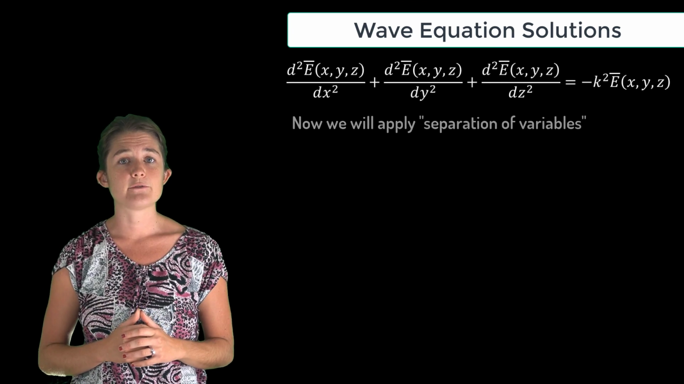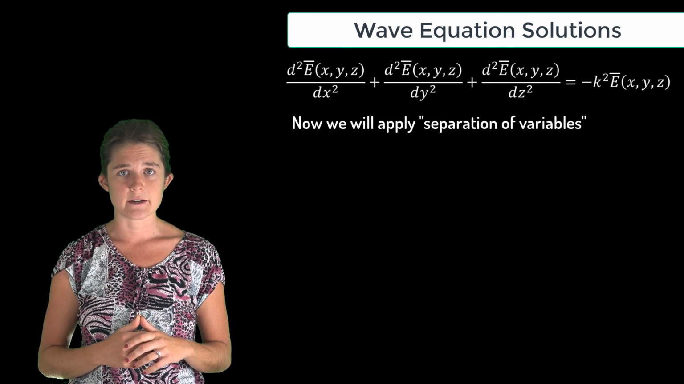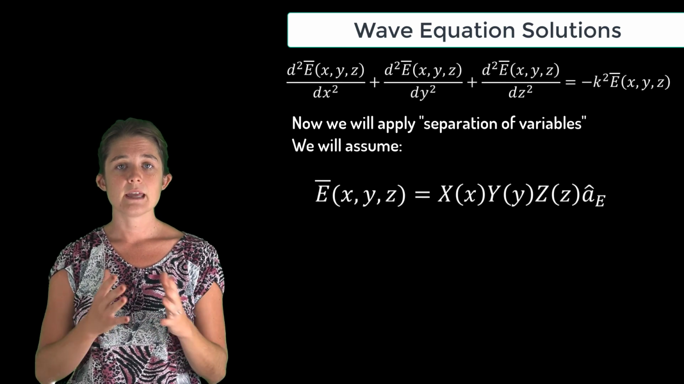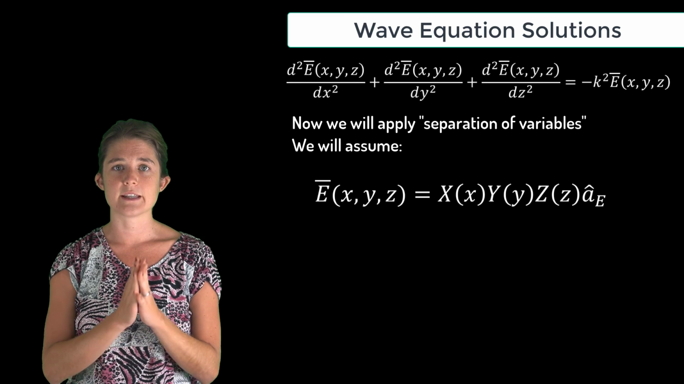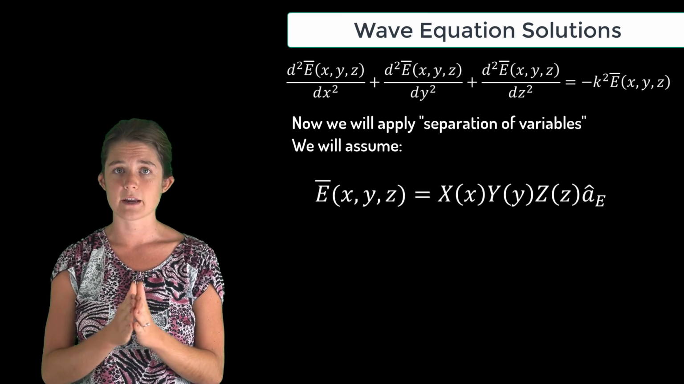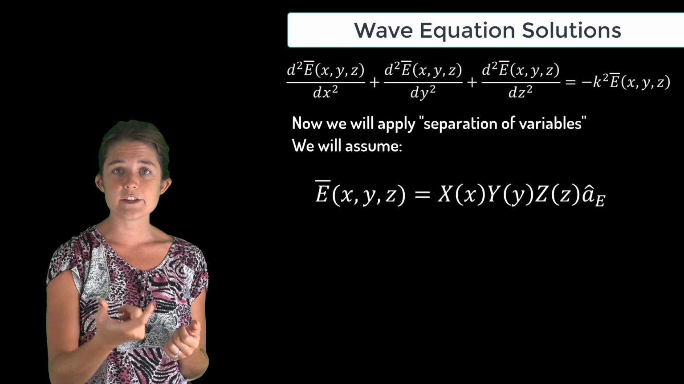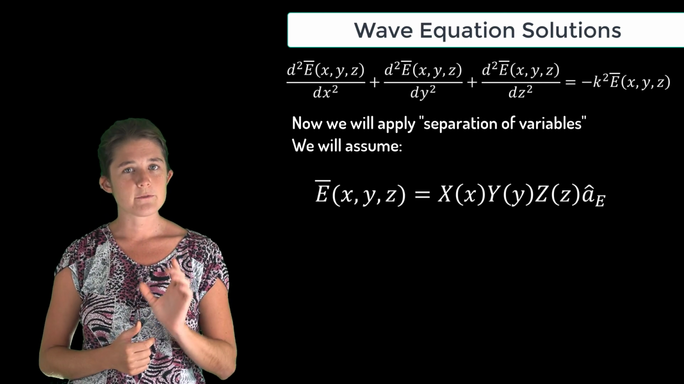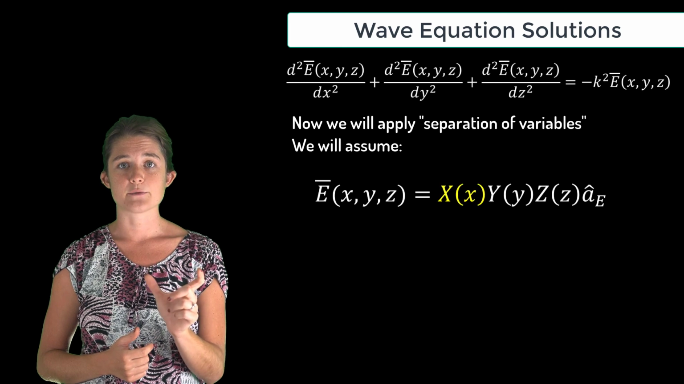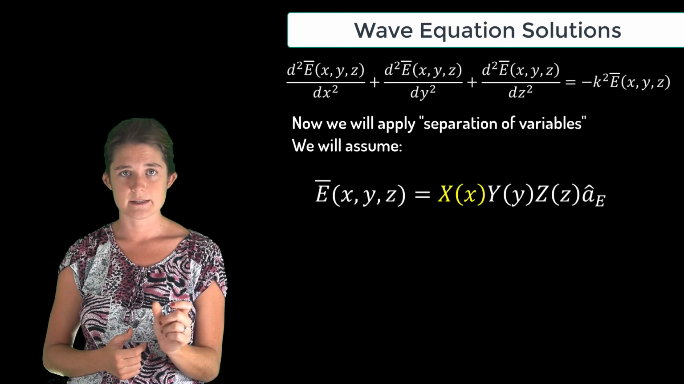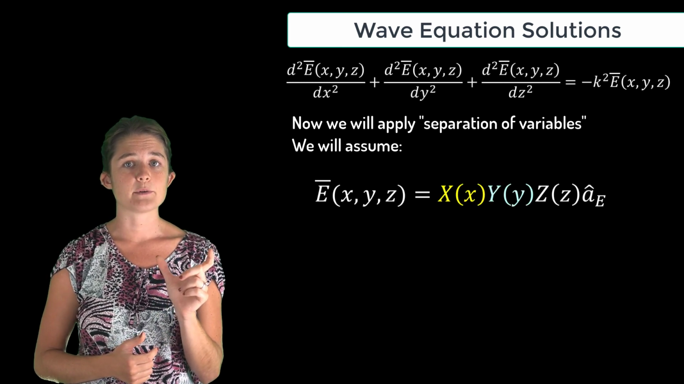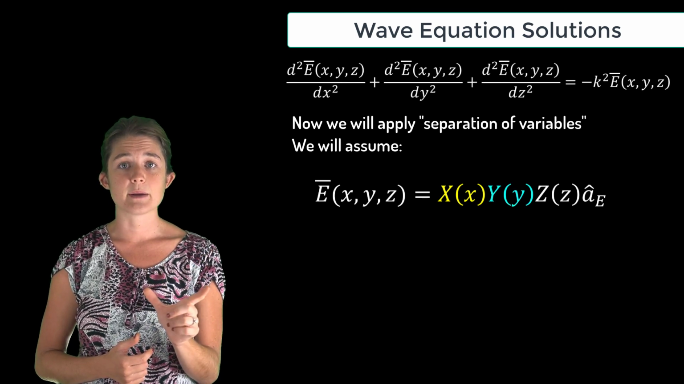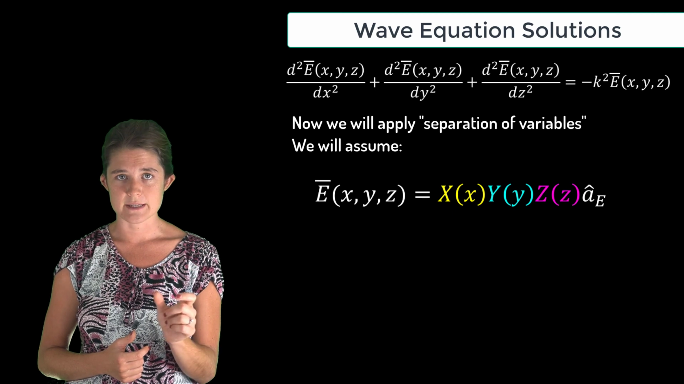From here, we're going to solve for E using the separation of variables technique, which begins by assuming that the function E of x, y, and z is separable. In other words, that it can be separated into a product of three terms, and that each of those three terms is a function of a single variable. We'll call the first of these terms capital X, which is a function of lowercase x. We'll call the second term capital Y, which is a function of lowercase y, and we'll call the third term capital Z, which is a function of lowercase z.